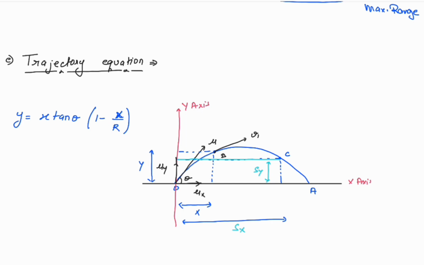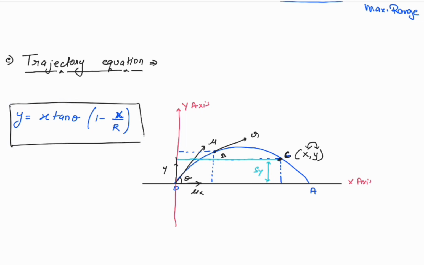The derivation is very easy, but I am not going to derive it now. That's not very important for us. Only the trajectory equation is important for us. Suppose the projectile is at point C and the coordinate of this point is x comma y. Then how are x and y related to each other? You will use this equation. This is known as the trajectory equation of the projectile motion.